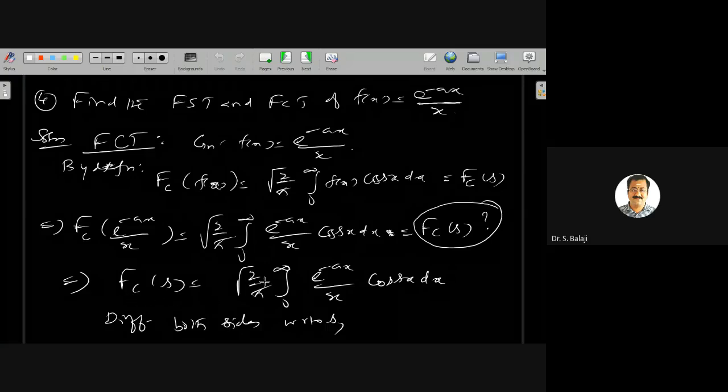F_c(s) is equal to root of 2/pi times the integral from 0 to infinity of e^(-ax)/x cos sx dx. Now, in order to eliminate this x here, you differentiate both sides with respect to s. Differentiate both sides, as the result is a function of s.